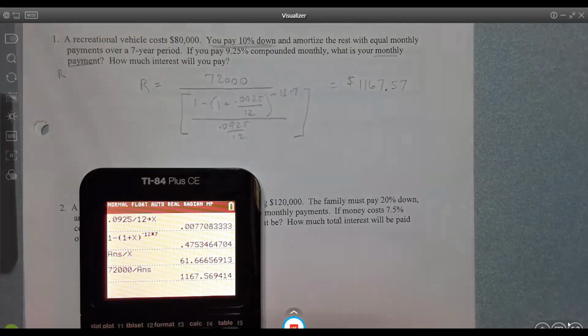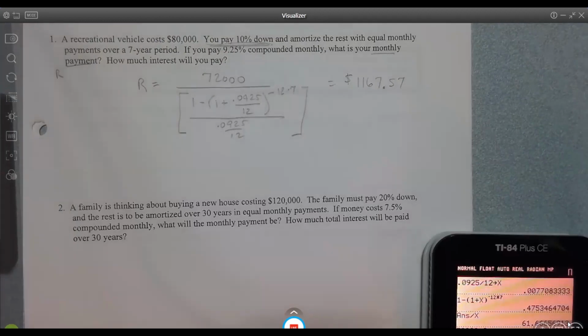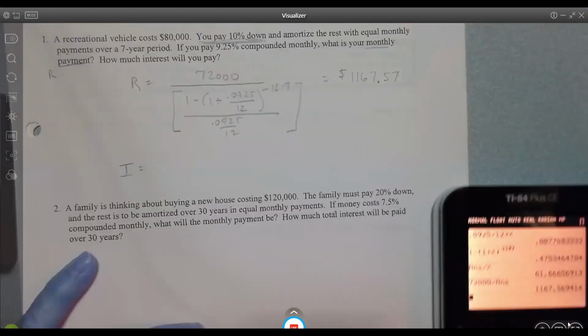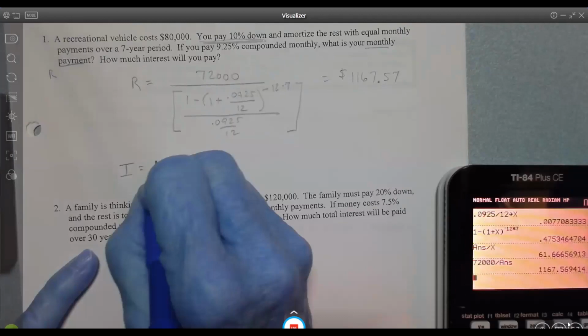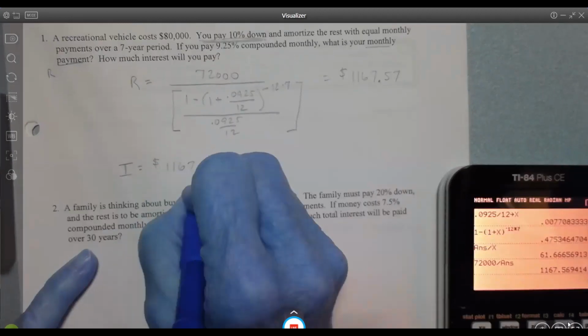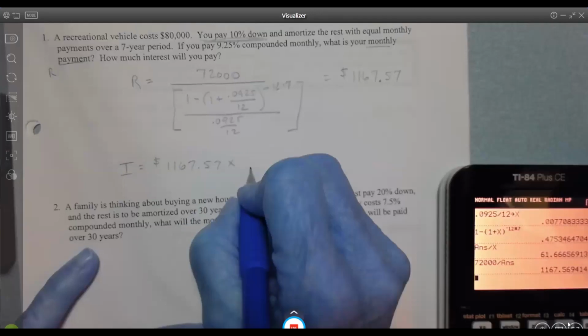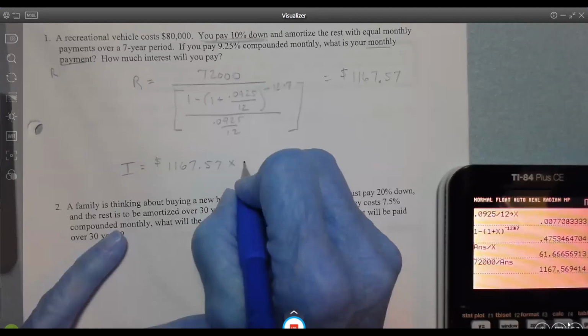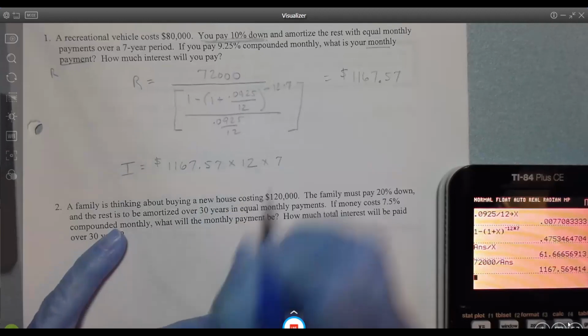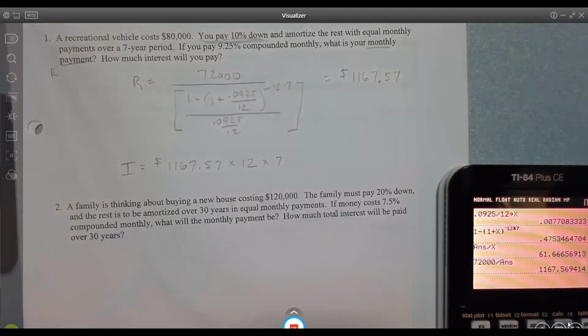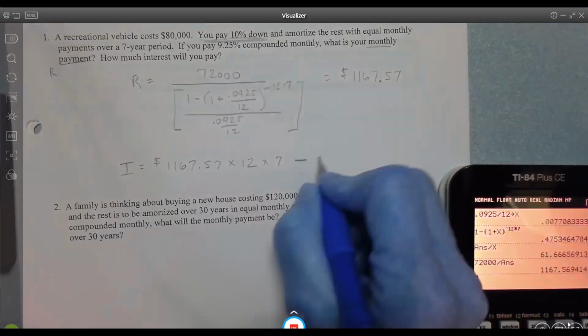Are we all right, guys? Yeah. All right. Now here comes the interest. If you're ready for this, the easiest way to find the interest, well, I'll just write down, we're going to do our payment times how many times in a year times number of years. Remember, we're doing a monthly payment for 7 years. And then finally, I'm going to subtract off what the original principal was.